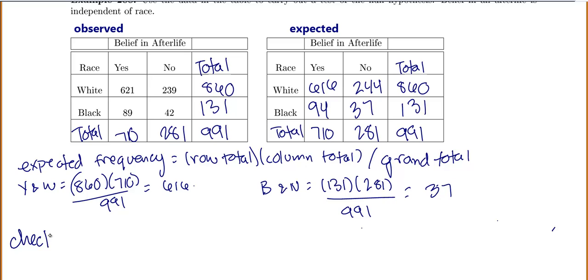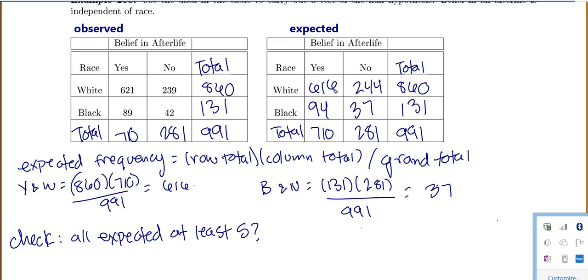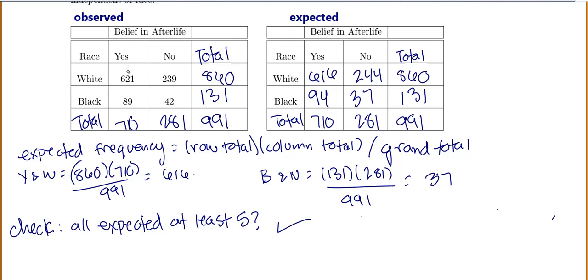Okay, now before we do the test, let's check: are all expected frequencies at least 5? So yes, the smallest one is 37, so we're good there. So we can go ahead and do this test.